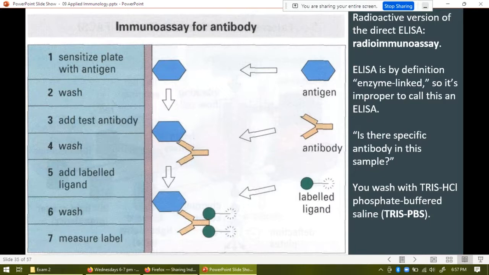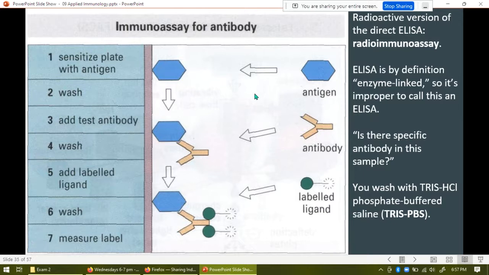Radioimmunoassay. To make this brief, the radioimmunoassay is an ELISA where you don't use an enzyme, but instead you use a radioactive element to label your antibody. Okay? So this is just the radioactive version of the ELISA.